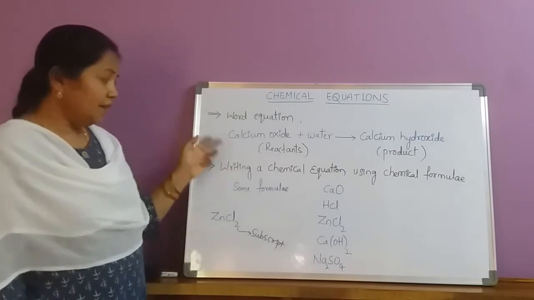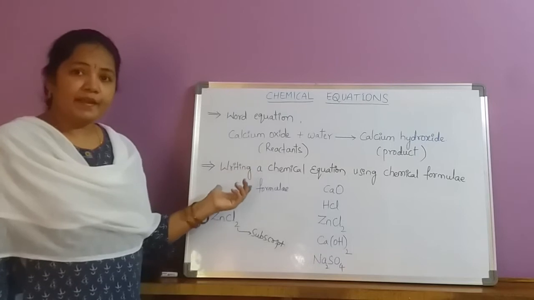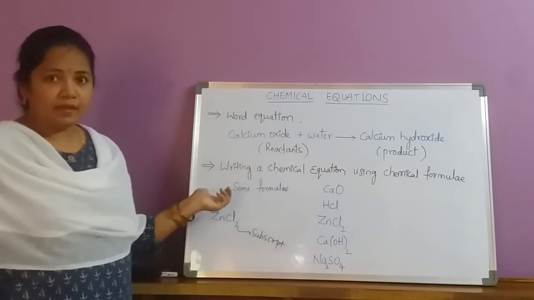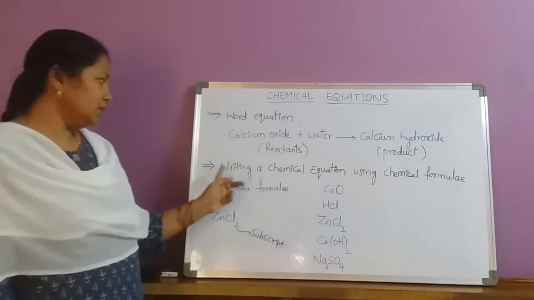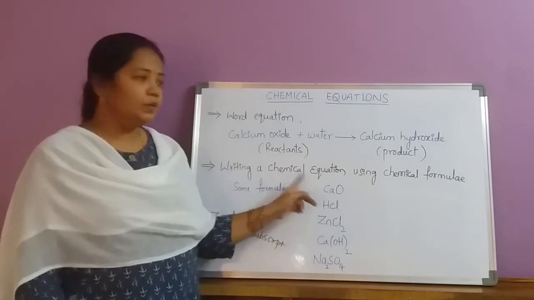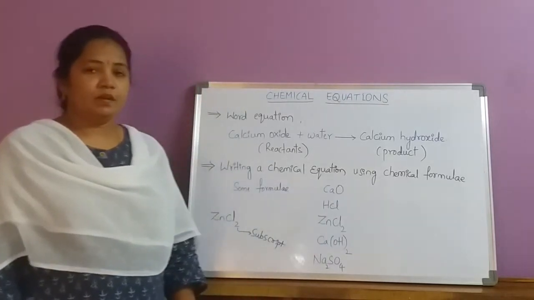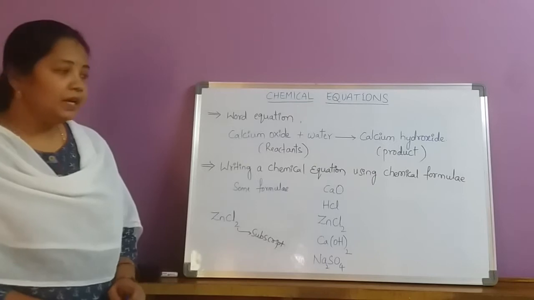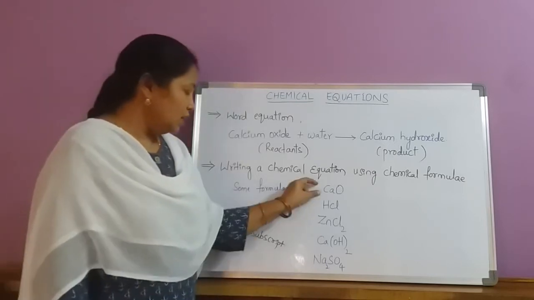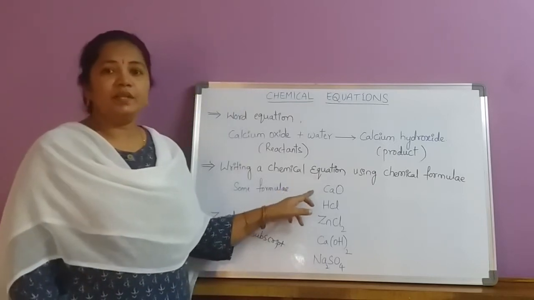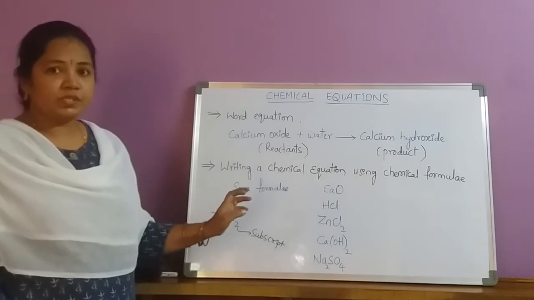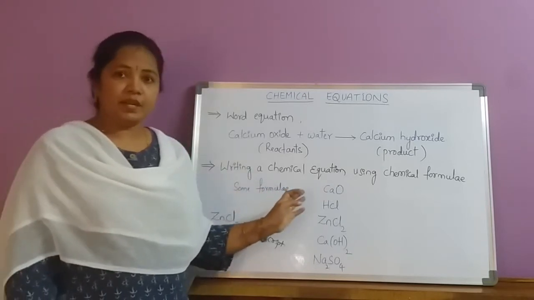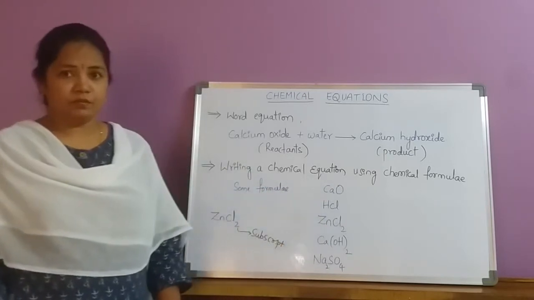But can we write in any other shorter way, in a more precise way? Yes, we can write the chemical equation in a more precise way by using their chemical formulae. What is a chemical formula? A chemical formula is nothing but a symbolic representation of one molecule of a substance which shows the exact number of atoms of each and every element present in that molecule.